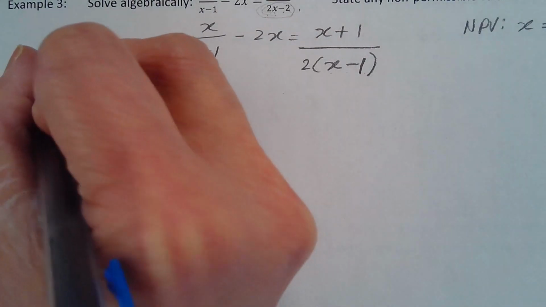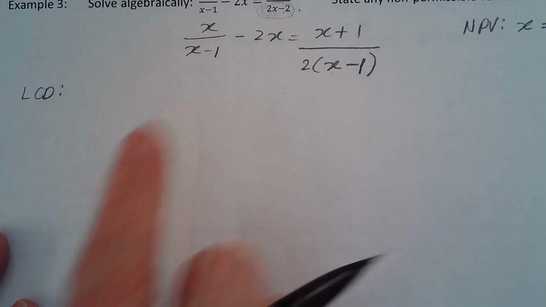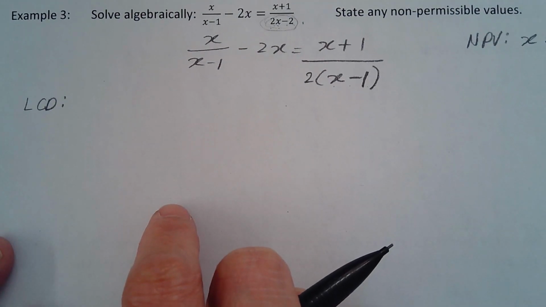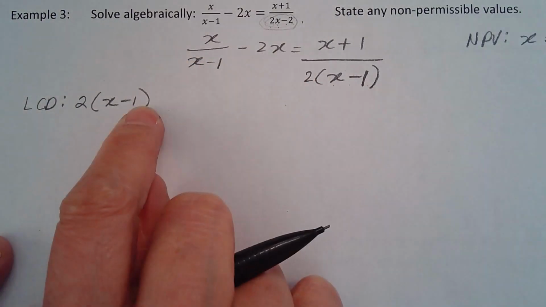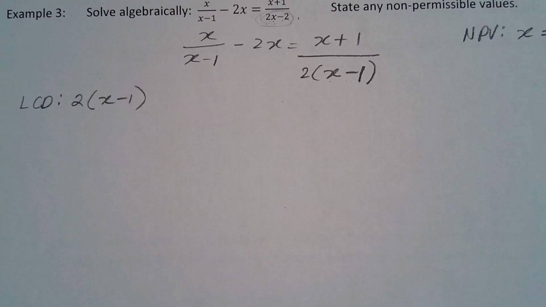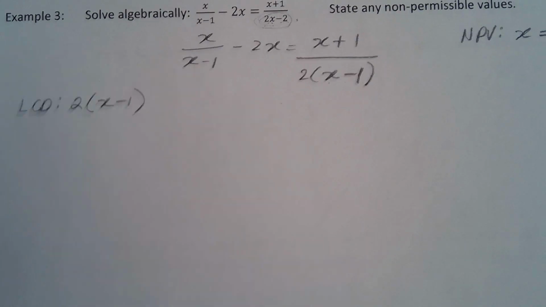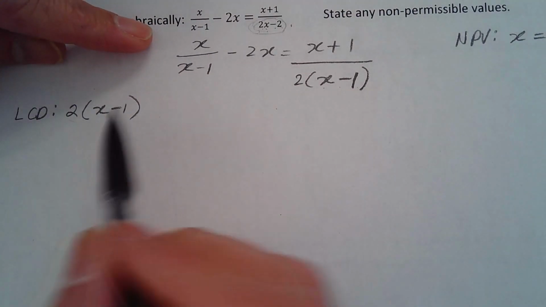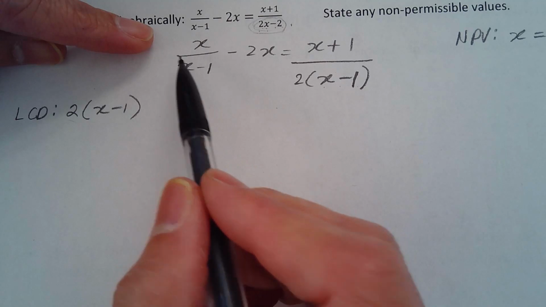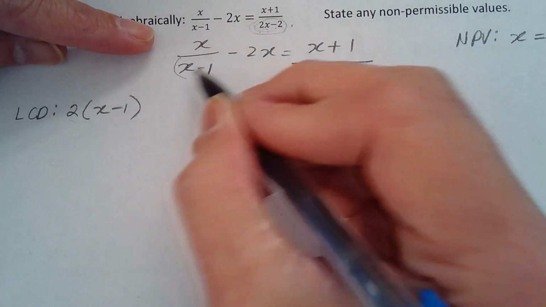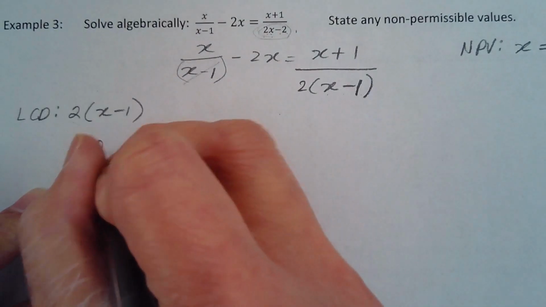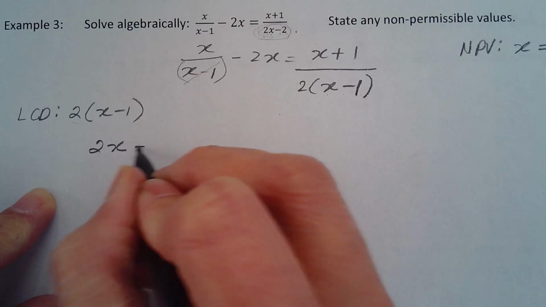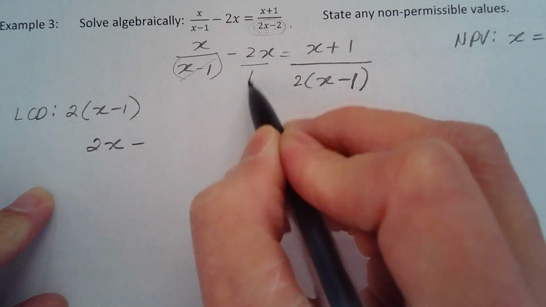So lowest common denominator. What's the lowest common denominator in this case? Yeah, 2 times x minus 1. I'm going to leave it like that because once we multiply it in, we know which factors cancel and which factor stays. So if I take the LCD and multiply it by the first part here, we know that the x minus 1 will get canceled out. So we're left with just a 2 and then the x. So that's 2x minus, okay, so this is over 1.